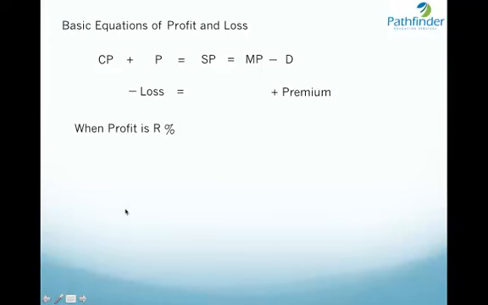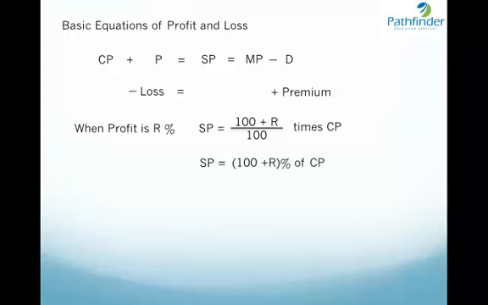Another simple thing that you need to know is when profit is R%, it simply implies that the selling price is R% more than the cost price. So when profit is R%, we can easily write that selling price is equal to 100 plus R upon 100 times CP. I'm sure all of you remember this particular thing from the percentage sessions. So this also implies that selling price is 100 plus R% of CP.